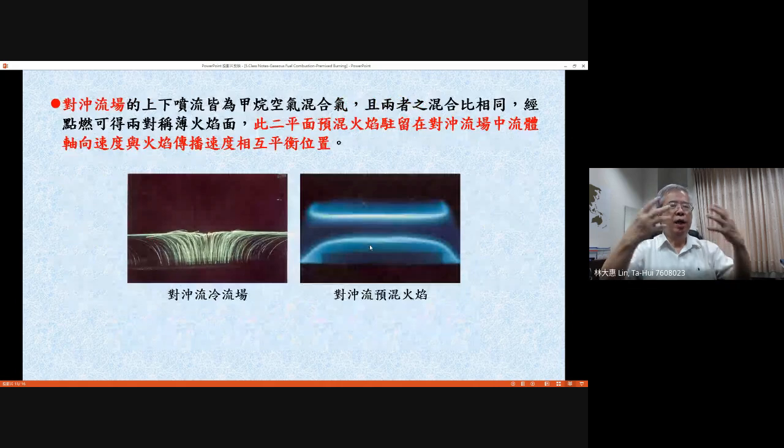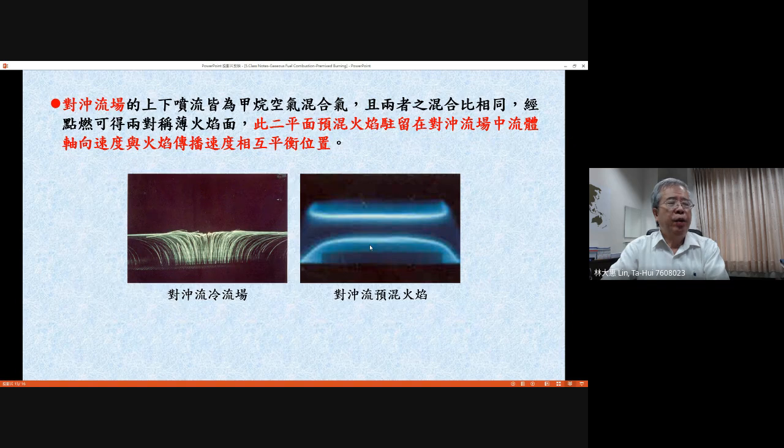And those experimental observations I gave you are basically for the stagnation point flow. Definitely, you can try to do the experiment by use of opposed-jet flow with identical premixtures from the upper and the lower burner, and you ignite it. This is a cold flow. I already explained it. This is half of the flow visualization.